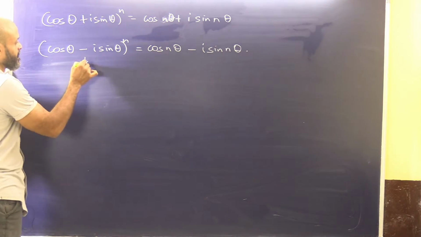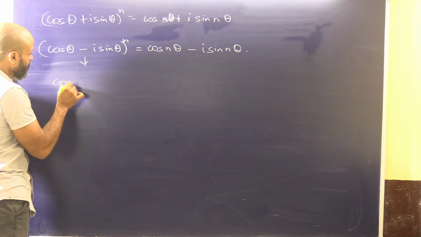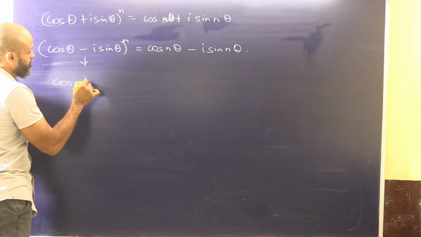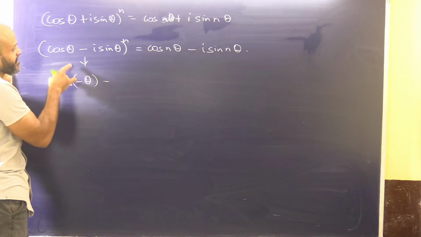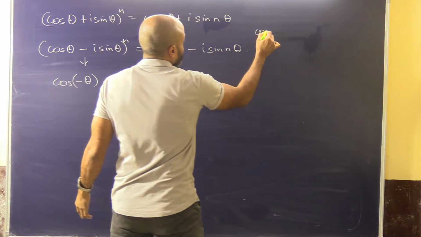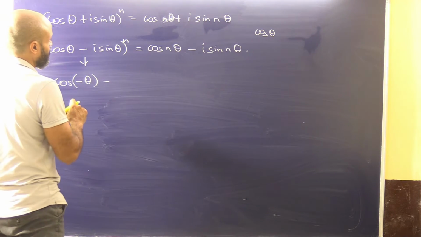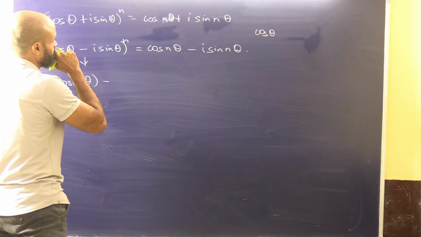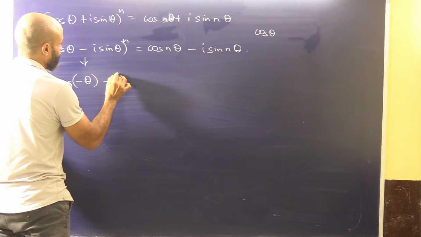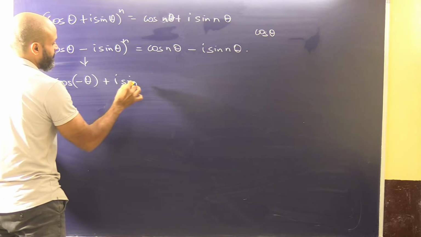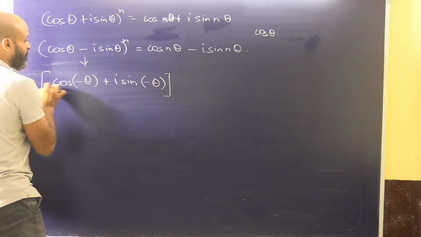So let's do this. Okay, if we have cos theta, we can write this as cos minus theta, because cos minus theta is equal to cos theta. Let's say we have here cos minus theta minus i sin, so we can write this as sin minus theta, right, to the power of n.